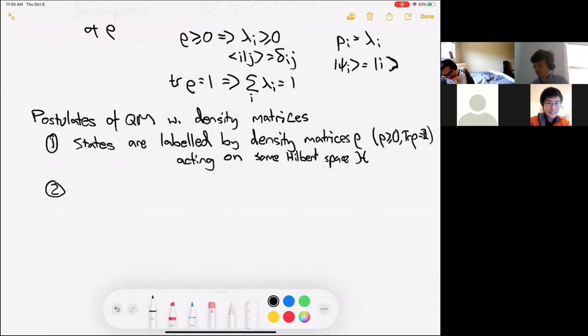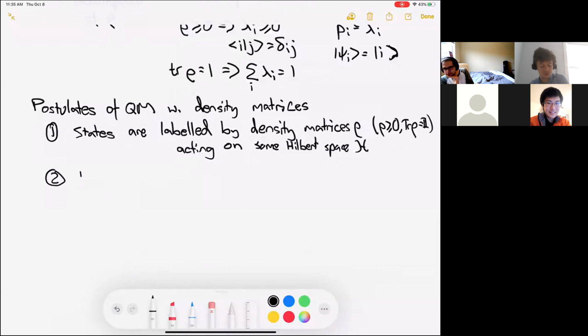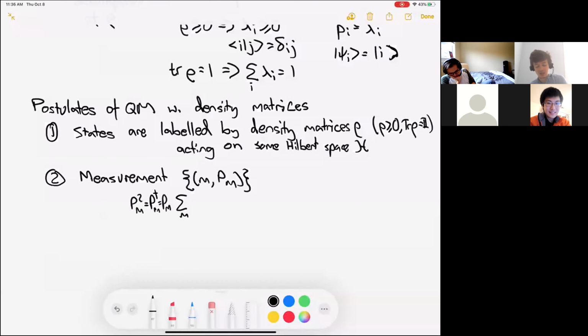Postulate 2 was our measurement postulate. Previously, we said that a measurement was associated to a set of outcomes M, each of which had an associated projector PM. And we assumed that PM squared equals PM dagger equals PM. It's a Hermitian projector. And we had a sum over these projectors equal to the identity.